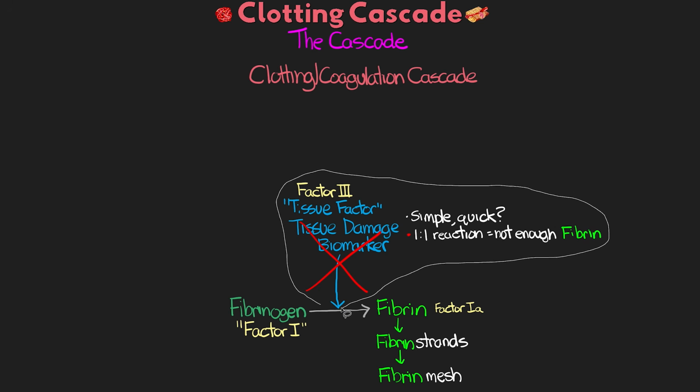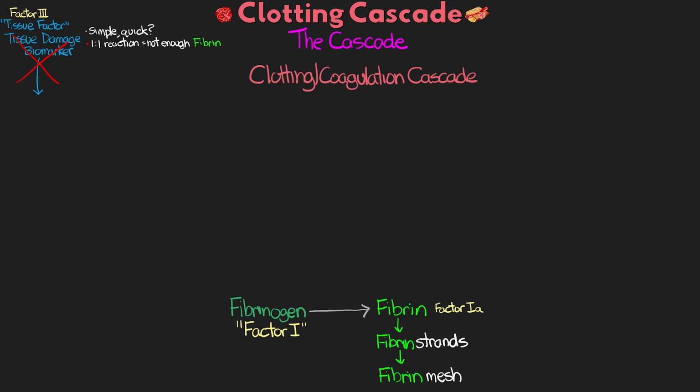And so our bodies needed to develop a system that could rapidly convert large volumes of fibrinogen over to fibrin to then be used to make these fibrin strands and ultimately the fibrin mesh. And this is really where the concept of a cascade comes in.